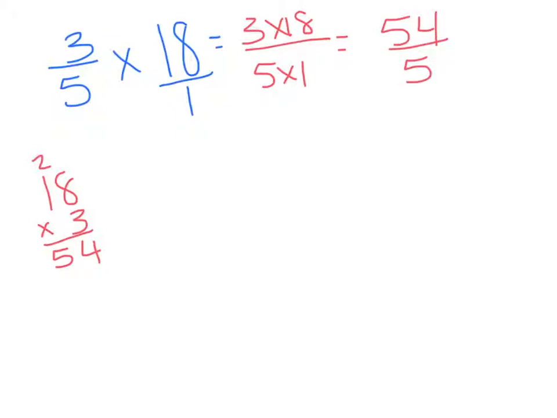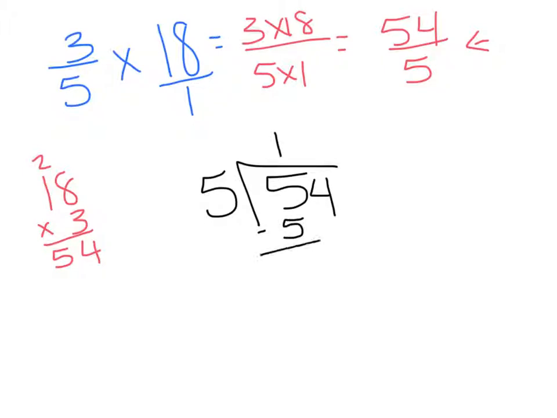54 fifths. Okay, and we said that since this is an improper fraction, we need to change that into a mixed number using division. Okay, so 54 divided by 5. In this instance, 5 can go into 5 one time. I multiply, I subtract, and I bring down. And remember, in division, once you bring down, you have to repeat those steps. Okay, well, 5 can't go into 4, so I have to put a 0 up there. So 5 times 0 is 0. So I have a remainder of 4.